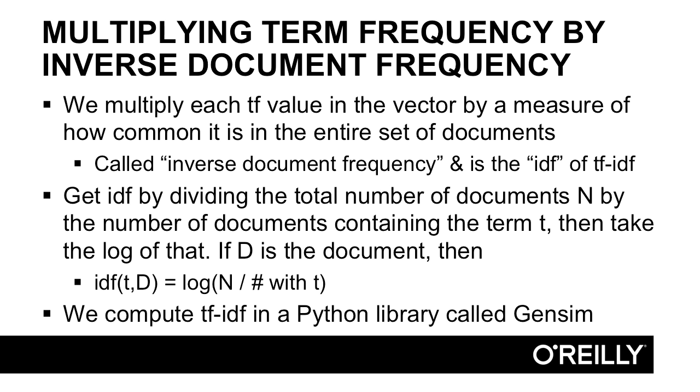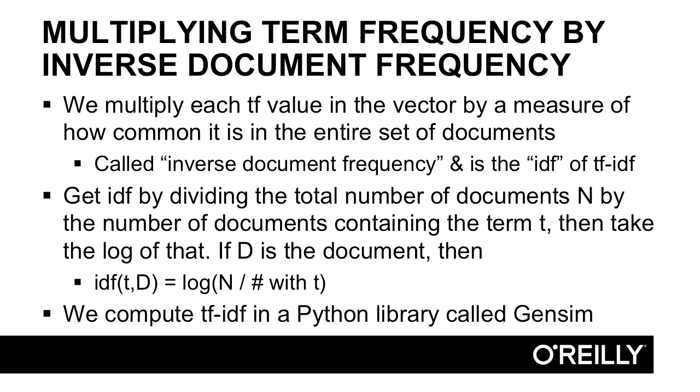What we're going to do is multiply the term frequency by the inverse document frequency. So we multiply each TF value by a measure of how common it is in a set of documents. This is the inverse document frequency. We get the inverse document frequency for a particular word by dividing the total number of documents by the number of documents containing that word or term, and then we take the log of that. Here we have the equation. IDF for term T is the log of the number of documents divided by the number of documents with that term in it.